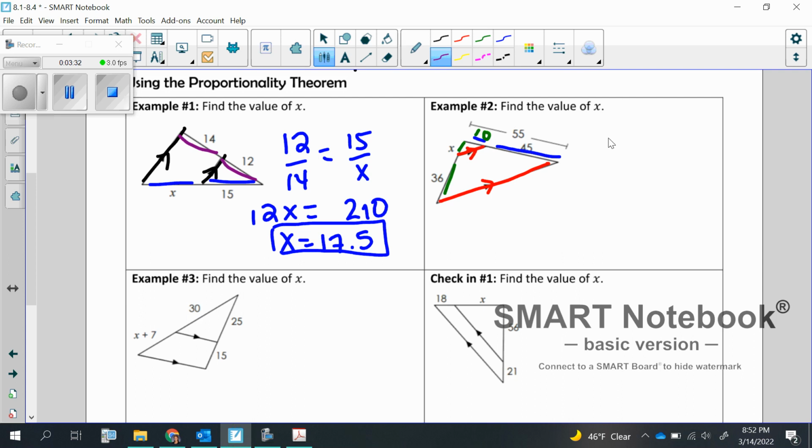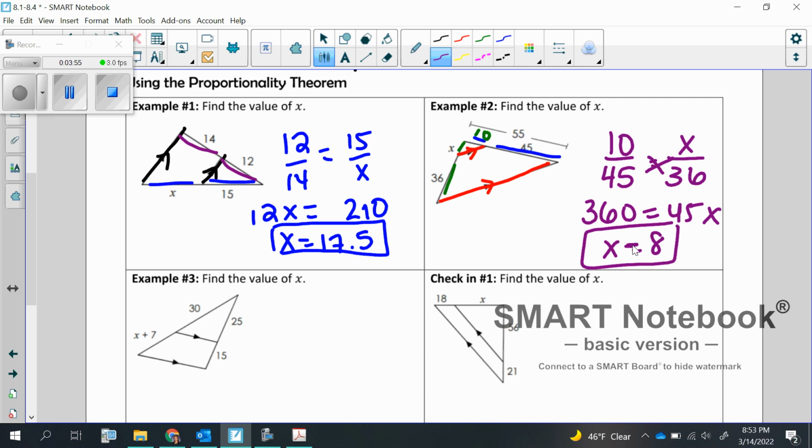proportion. So 10 over 45. So the top over the bottom piece equals the top over the bottom piece, x over 36. And you can cross multiply the same way. You're going to get 360. 10 times 36, 360 equals 45x. Solve for x. So x is just going to equal 8.